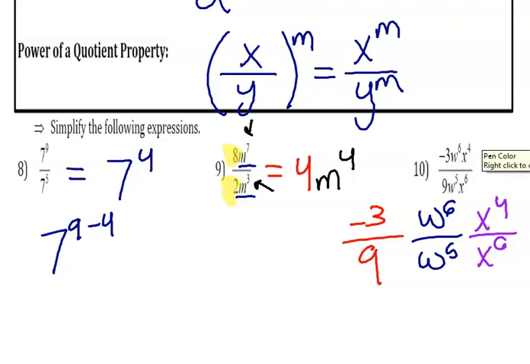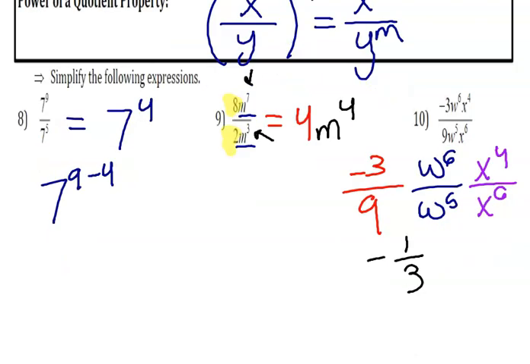Okay, negative 3/9. Let's reduce that. So that would become negative 1/3. All right, w to the 6th over w to the 5th. We have one w left on the top. And the very last one, x to the 4th over x to the 6th. I have 2 x's left, and that's on the bottom. So this would be my final answer.